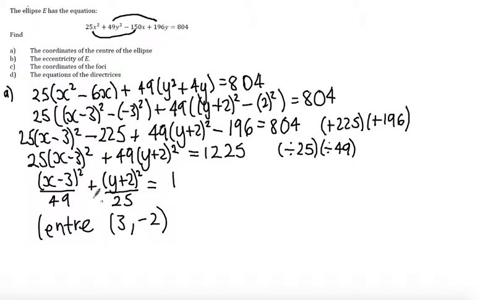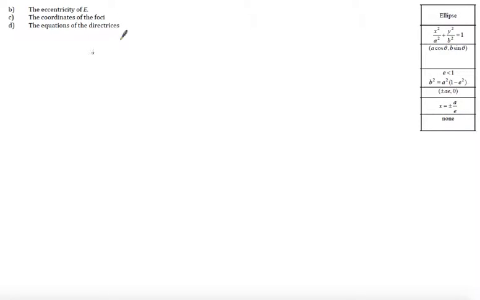Okay, so just making a note here that a squared would be 49, so a is 7, and b squared would be 25, so b is 5. Okay, so let's look at parts B, C and D. So B, C and D, just remembering that the centre is (3, minus 2), and that a is 7 and b is 5.